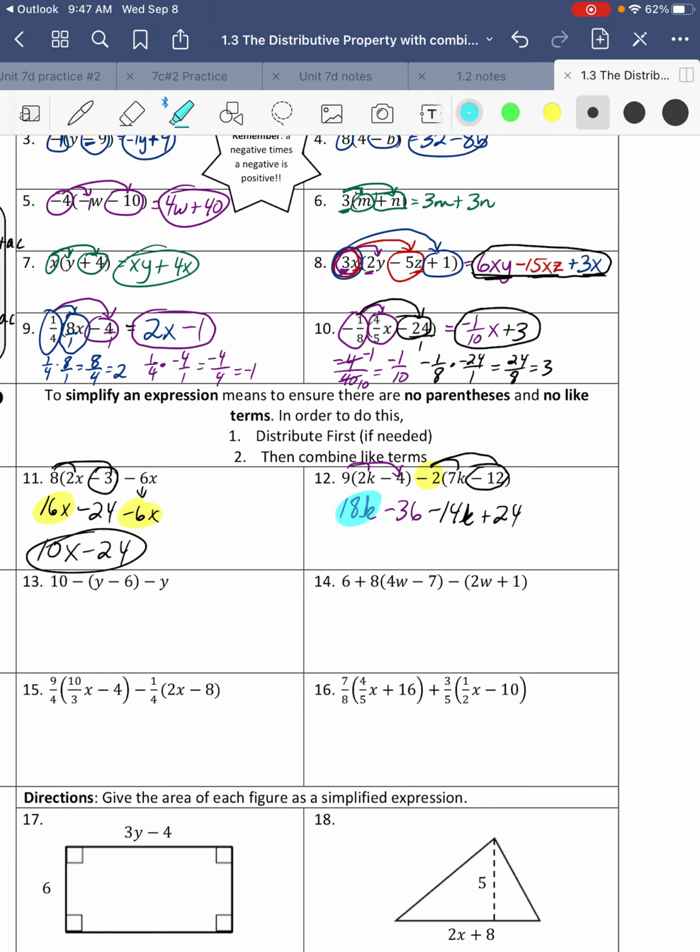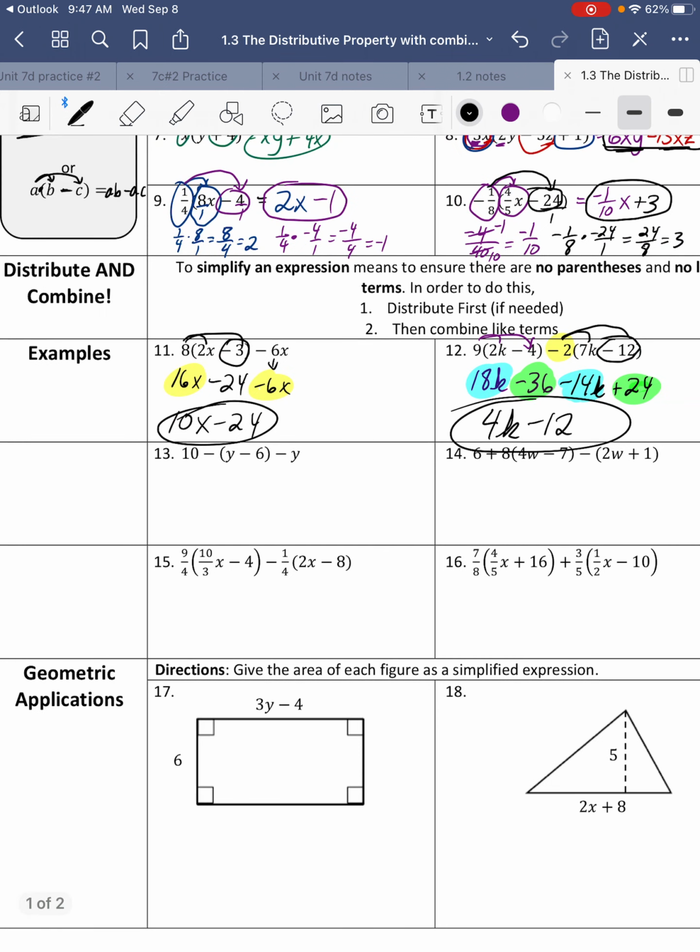Let's see if we got any like terms here. 18k minus 14k, so 18k minus 14k is 4k. And negative 36 plus 24, still going to be a negative, but smaller negative, minus 12.